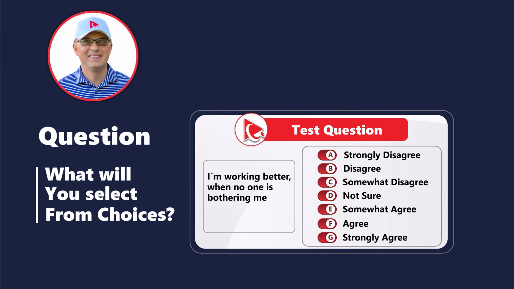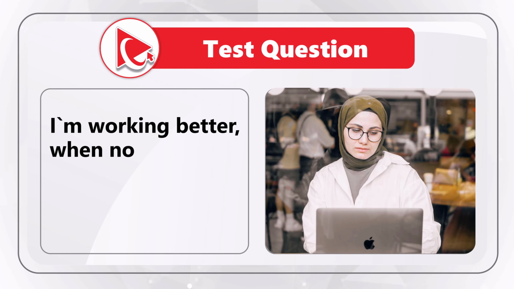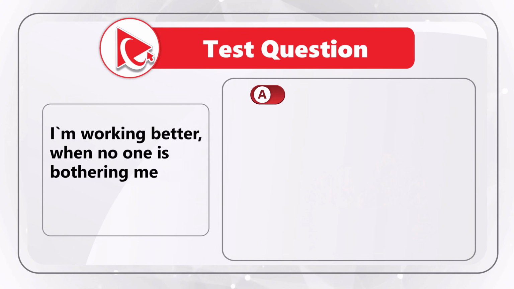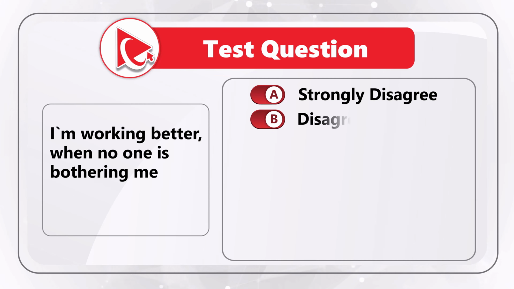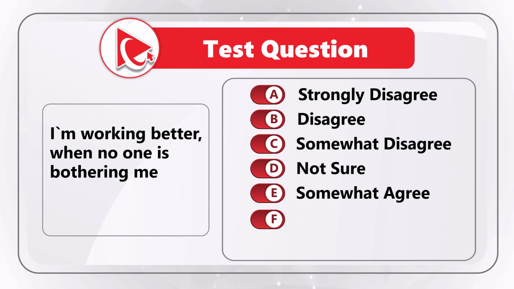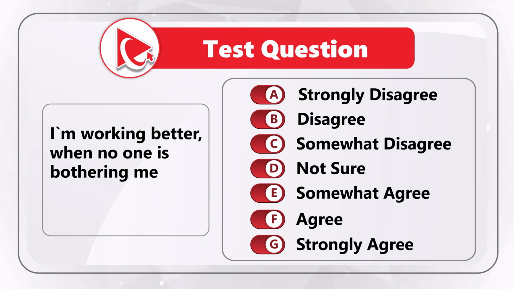You're presented with the statement. In this case, the statement is, "I'm working better when no one is bothering me." You need to select your answer out of 7 possible choices. Choice A, strongly disagree. Choice B, disagree. Choice C, somewhat disagree. Choice D, not sure. Choice E, somewhat agree. Choice F, agree. And last but not least, choice G, strongly agree. Take a close look to see if you can come up with the answer.